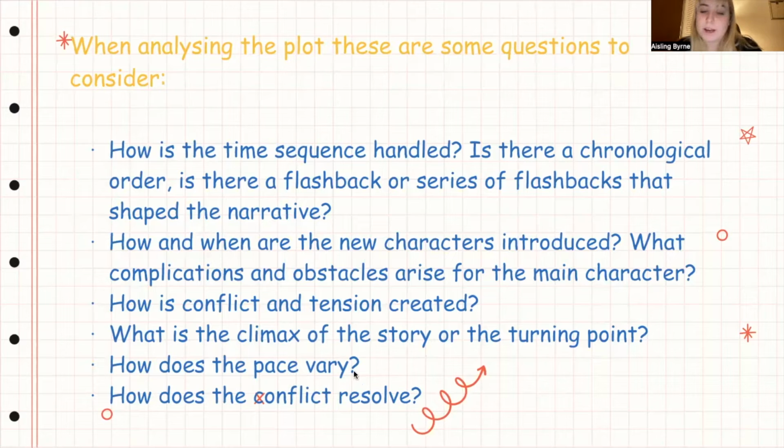How does the pace vary? If we're watching a movie, maybe even an action movie, sometimes they start off really fast, the action happens right away, then it goes back to something else and then it happens again. There's a lead up and then there's a resolution. And how does the conflict resolve? So what happens at the end? What's our resolution? Is it the same as where we started off? Are we on the same level? Is there a difference? Are we worse off? Are we better off? Are we the same?